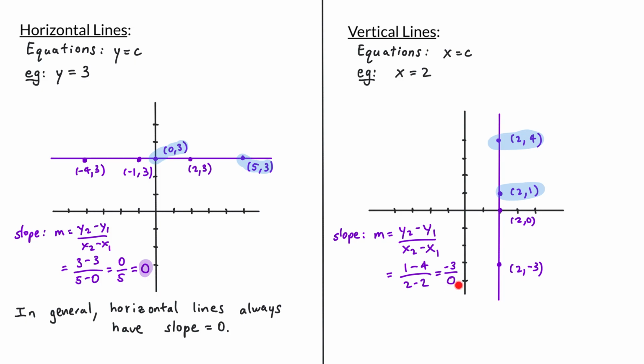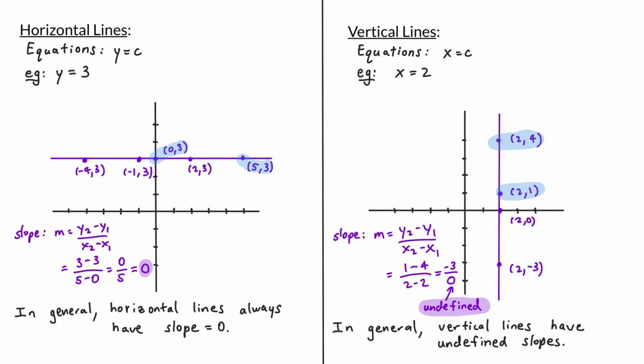When a fraction has 0 in the denominator, we say that the fraction is undefined. So for the vertical line x equals 2, we say that the slope is undefined. Whenever we're working with a vertical line, all of the x-coordinates of the points that we have will always be the same. So when we do the calculation for the slope, the run, x2 minus x1, will always be 0 no matter which 2 points you pick. So in general, for vertical lines, the slope will always be undefined.